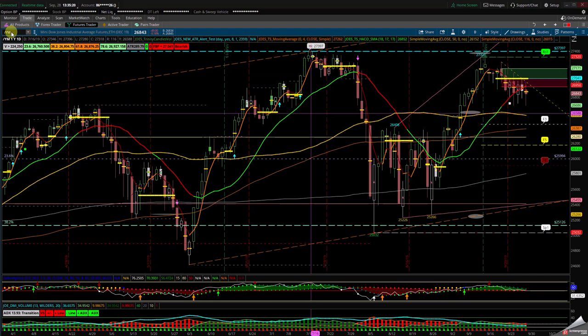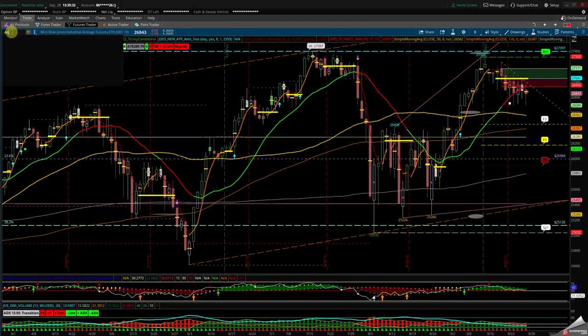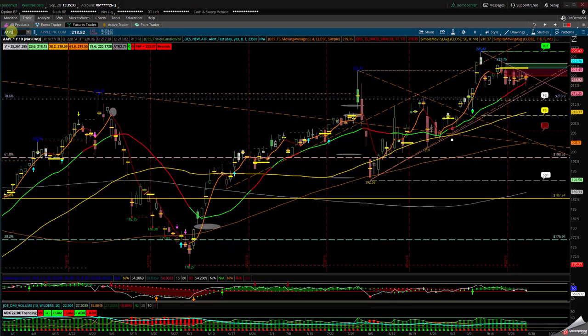Hope this was helpful. Let's go through a couple of instruments. I want to go through a couple of large caps. Most people call them the FANG stocks. Let's go with AAPL, which is okay.